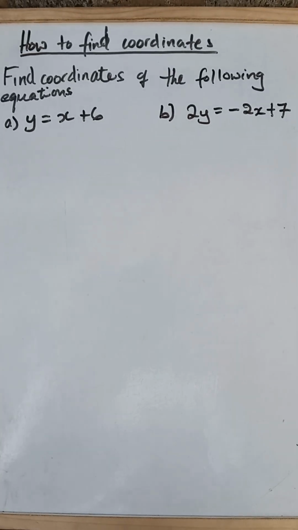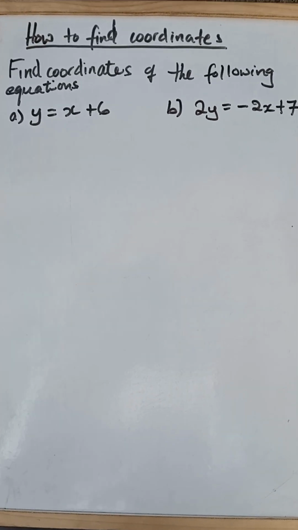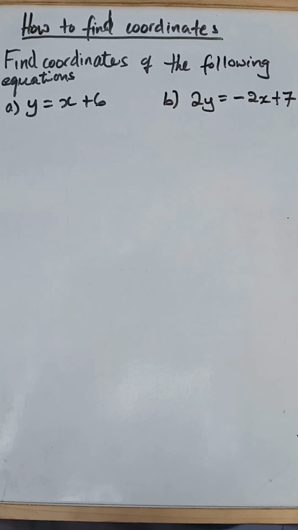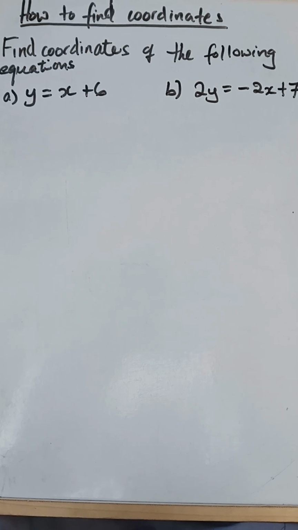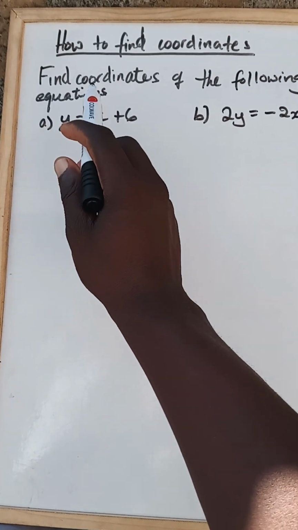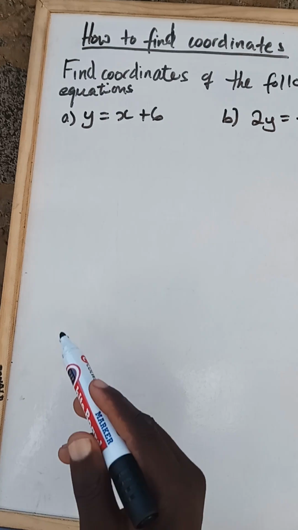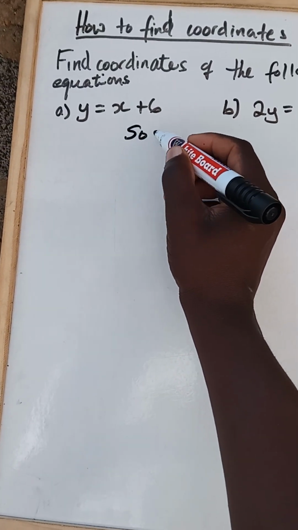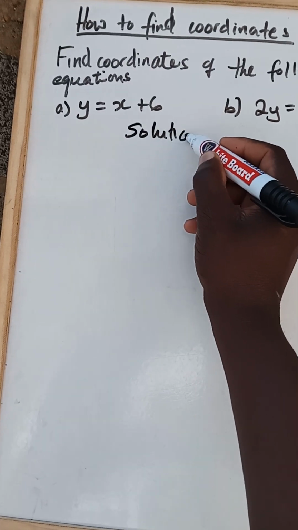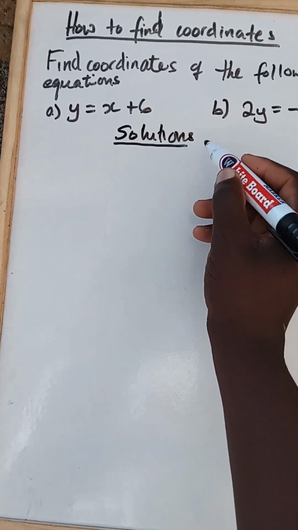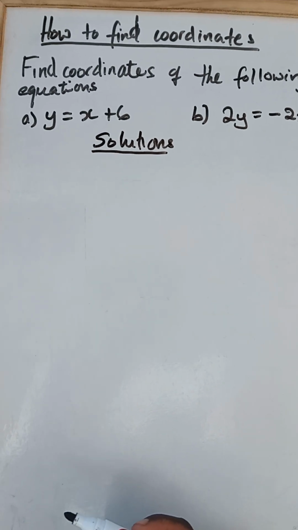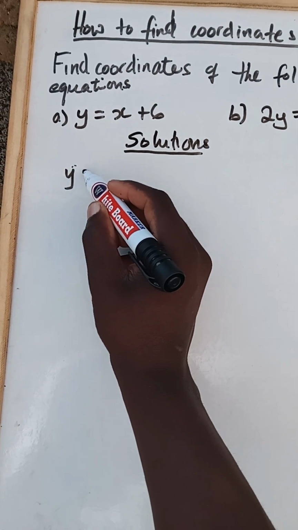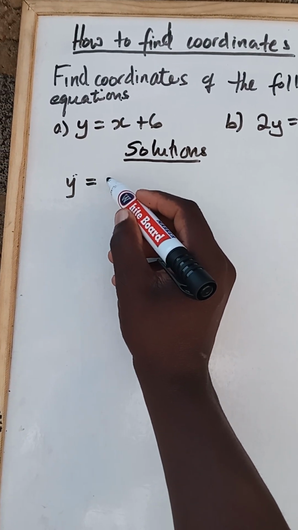Alright, here is another situation on finding coordinates. How to find the coordinates on straight line equations. Find the coordinates of the following equations. A. Right, our A here is y is equal to x plus 6.